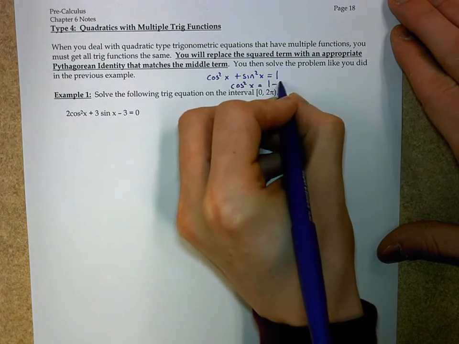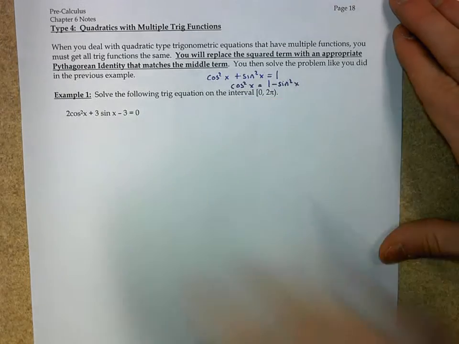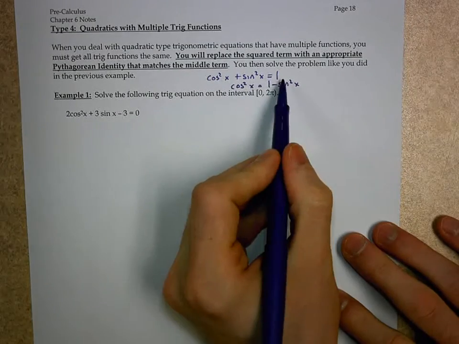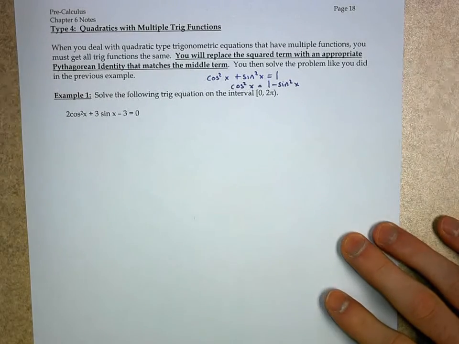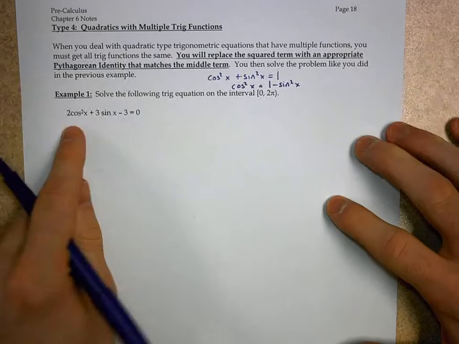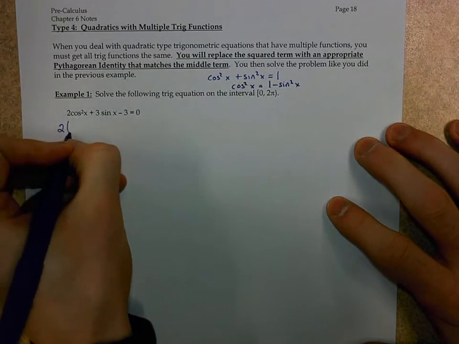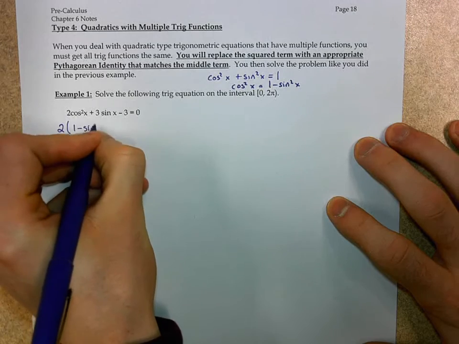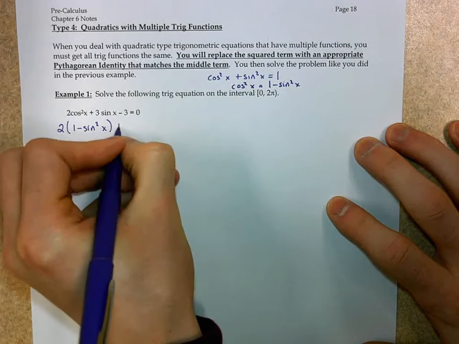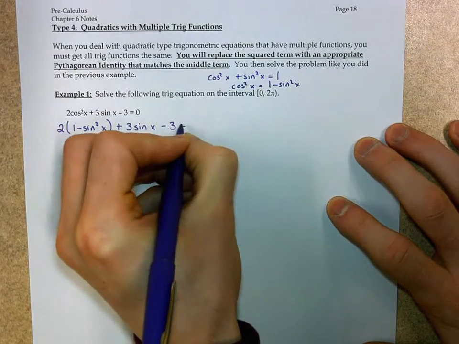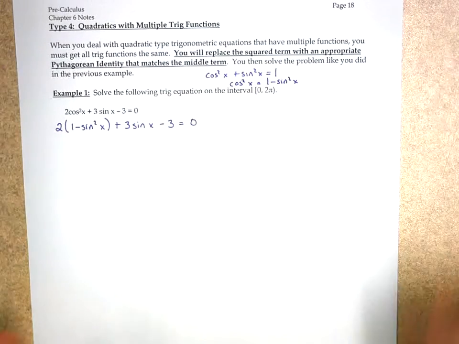So cosine squared is the same thing as 1 minus sine squared of x. Just moving that sine squared to the other side, and now I've got the cosine value. I'm going to substitute this into my equation. So 2, and then the cosine squared of x is 1 minus sine squared of x, plus 3 sine of x minus 3 is equal to 0.